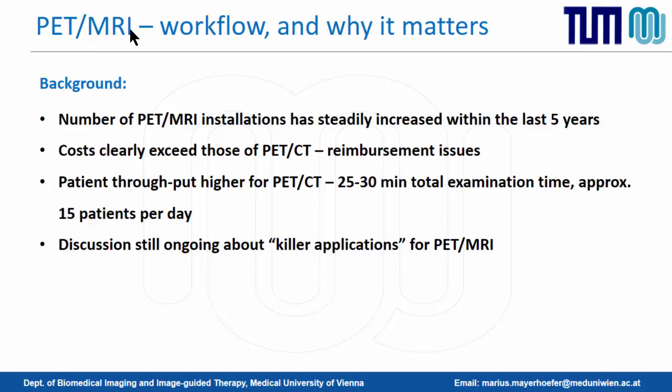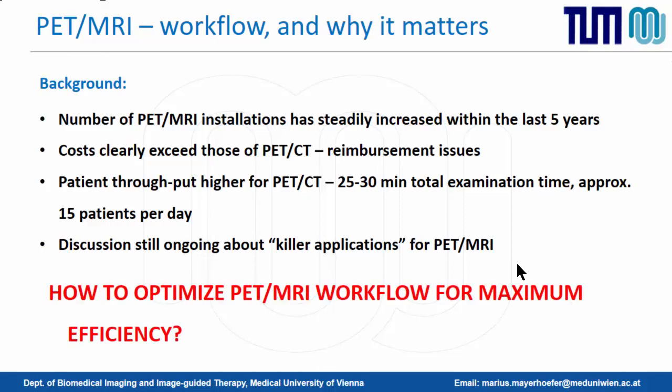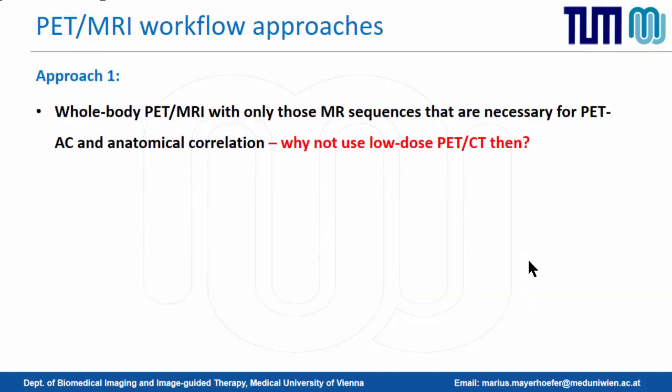So the patient throughput is also clearly higher for PET-CT. You have your scan in 25 to 30 minutes for the total examination time, 50 patients per day, for instance. In our institution, we cannot manage this in PET-MR. And of course, there is still a discussion ongoing about the killer application for PET-MR. Where does it really provide an advantage compared to PET-CT? And that's why we have to ask ourselves, how can we optimize the PET-MR workflow for maximum efficiency?